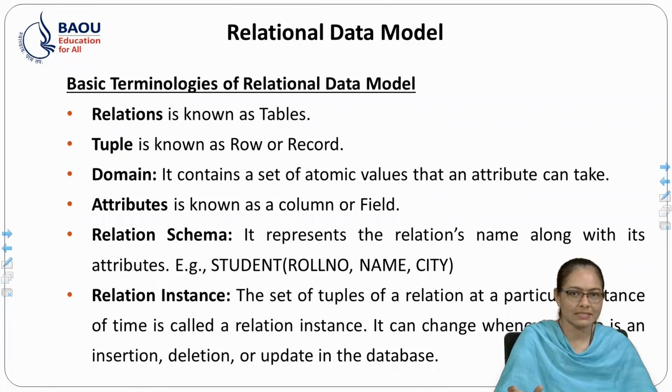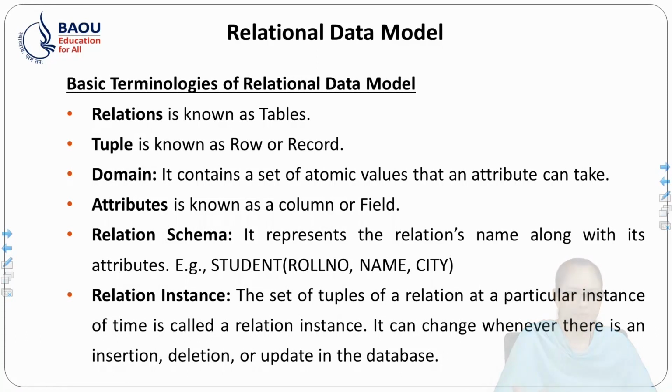What is a relation instance? What is an instance? Instance means a particular time at which a particular operation is performed. So, the set of tuples of the relation at a particular instance of time is called the relation instance. It can change whenever there is any insertion, deletion or updation operation in a database. So, a particular moment is called the instance.